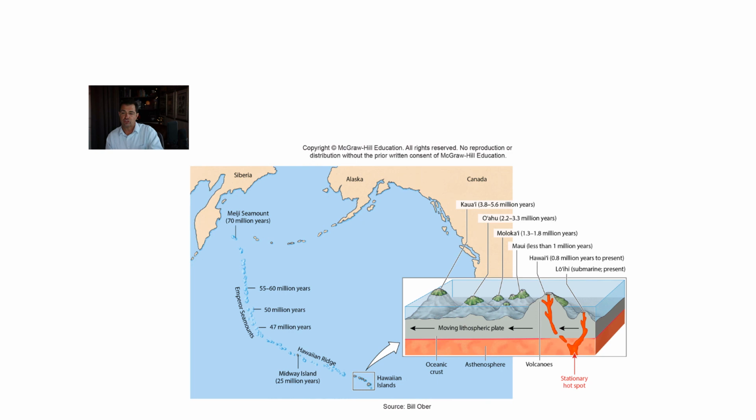And so if you look at those, you can see that they're curved. You can also see that Kauai is the oldest of those, somewhere around 3.8 to 5.6 million years ago. And then Maui, for example, is less than 1 million years old.